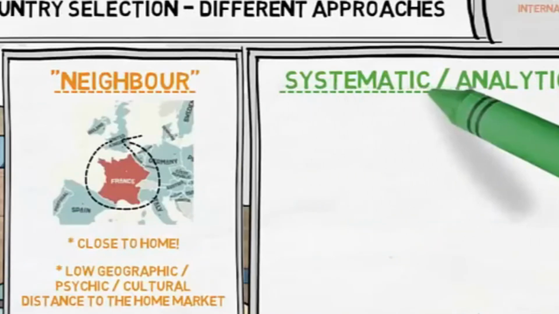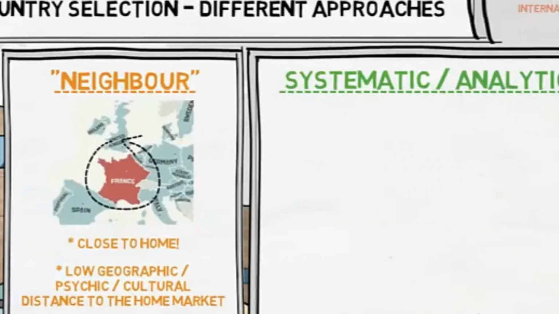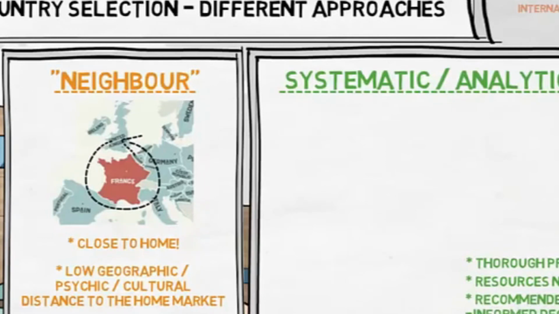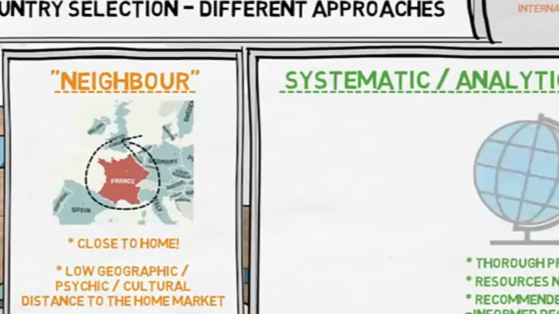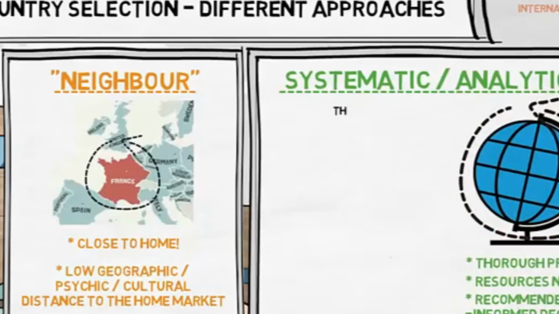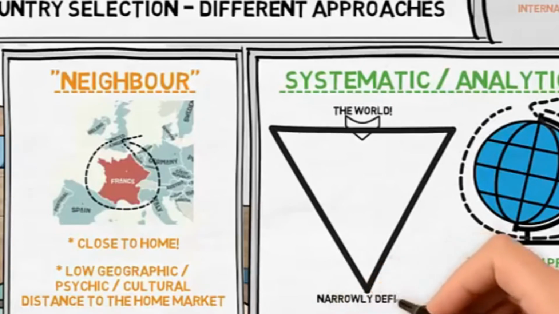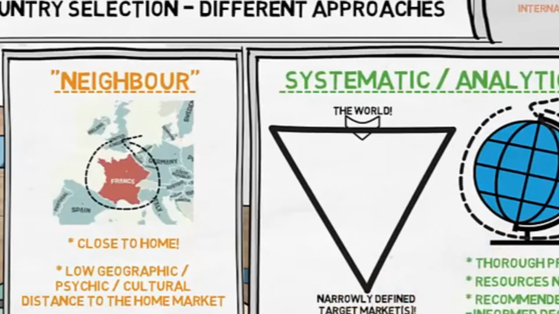The systematic or analytical approach implies a more complex and thorough process, and resources are needed to allow for the collection of required secondary and primary data. Marketers most often recommend this approach as the one that provides the most informed decisions of which countries and markets to target. In theory, the screening of markets begins with the world market as an option and ends with a narrowly defined target market within one or several selected countries.